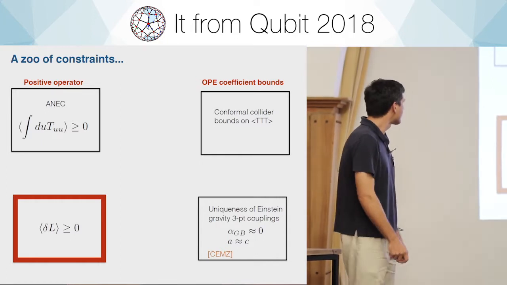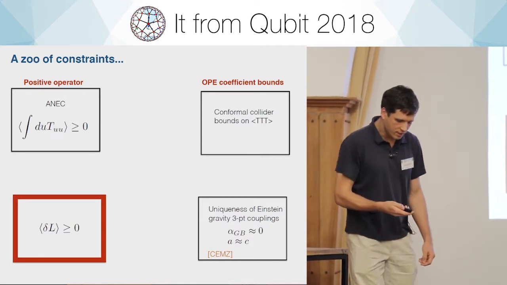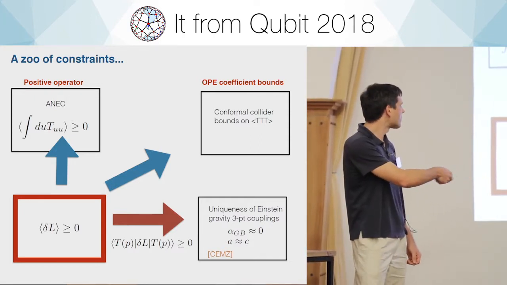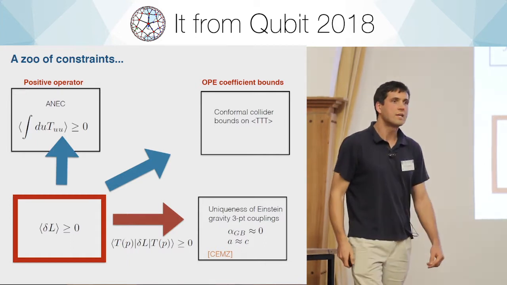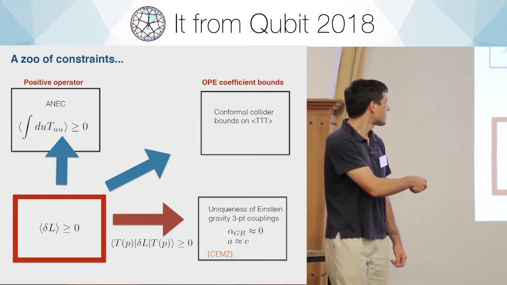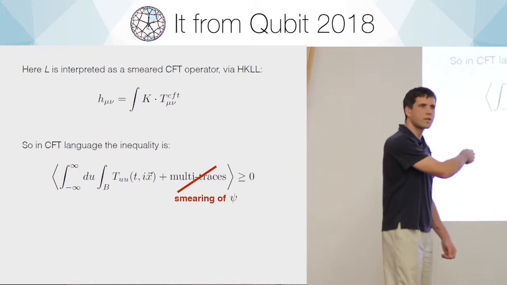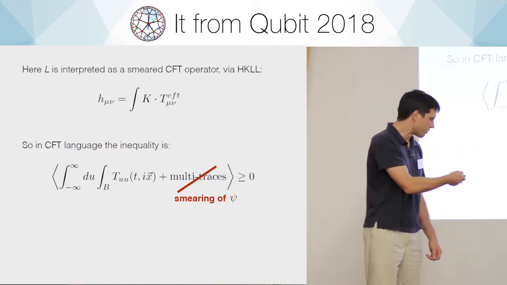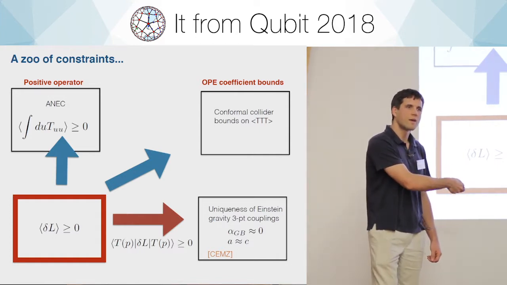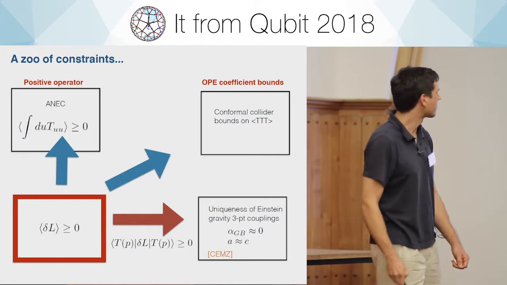Okay, so back to the zoo of constraints. This is the derivation of the constraint on the length operator. And as I said, once we have that constraint, we can get back to all the other ones. The one on the bottom row here, that gives you the uniqueness of the Einstein gravity three-point couplings, just comes from taking this length operator. In this case, I literally mean this smeared expression here. You take this funny smeared stress tensor, and you evaluate it in a state created by stress tensor wave packets, and that gives you back all the constraints of Hofman-Maldacena on the Gauss-Bonnet coupling and the other couplings of the stress tensor three-point functions.